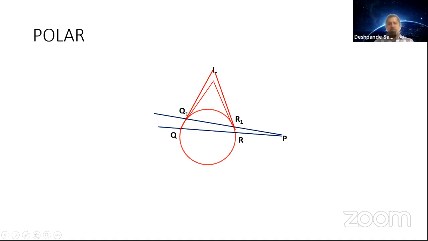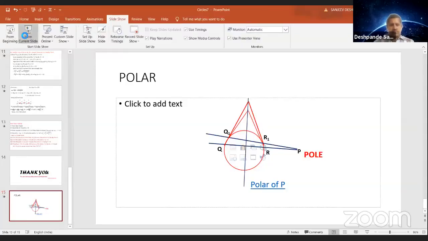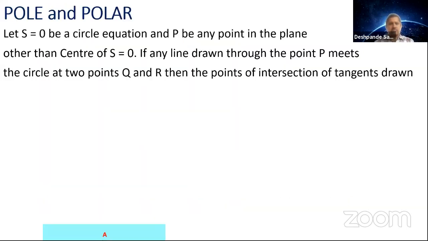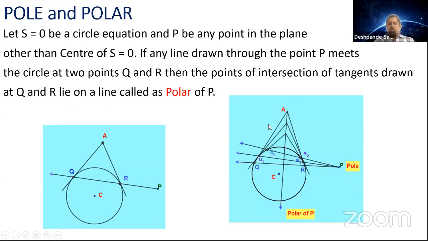Now you join the points of intersection of the tangents, these points. So what you get is the polar of the point P. And the point from where you are starting is called the pole. So the point from where you are discussing is what is called the pole. So try to understand this definition very well, right? The point P is called the pole of the polar.